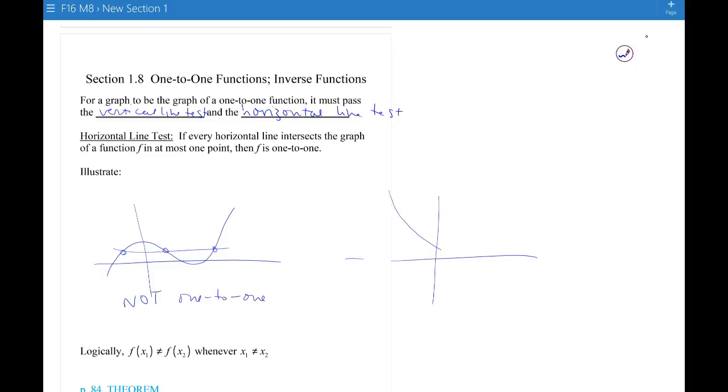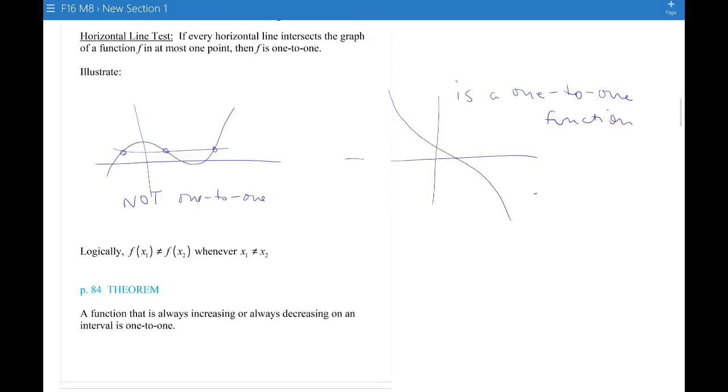And then this graph is the graph of a one-to-one function. It passes the vertical line test, so it's a function. It passes the horizontal line test, so it's one-to-one.